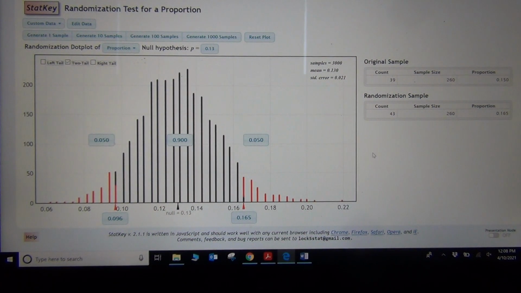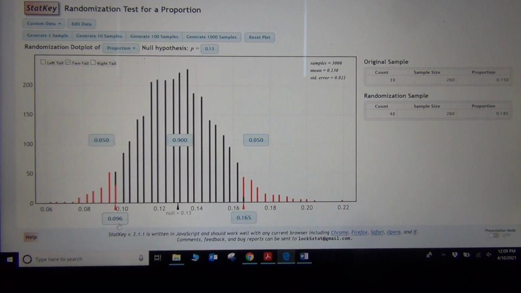Okay, so what we want to know is whether 15% disagrees with 13% in the null hypothesis. Well, again, because we've simulated the sample proportions, we now see that the right tail starts at 0.165. So for it to be significant, I'm going to need like a 0.17, 0.18, 0.19, 0.2.